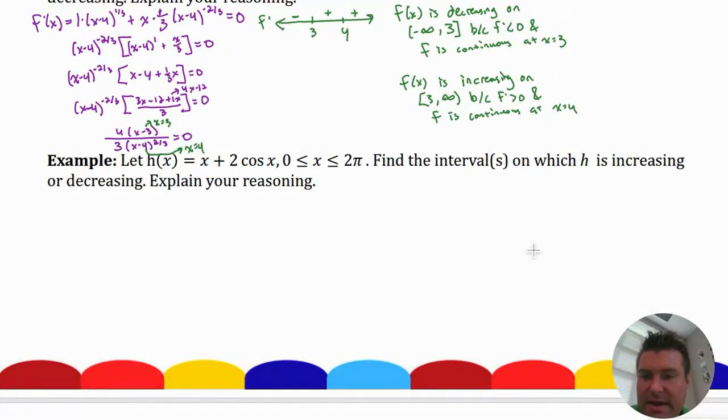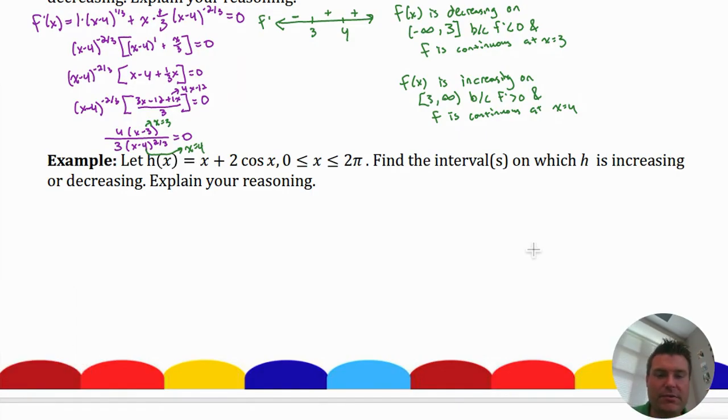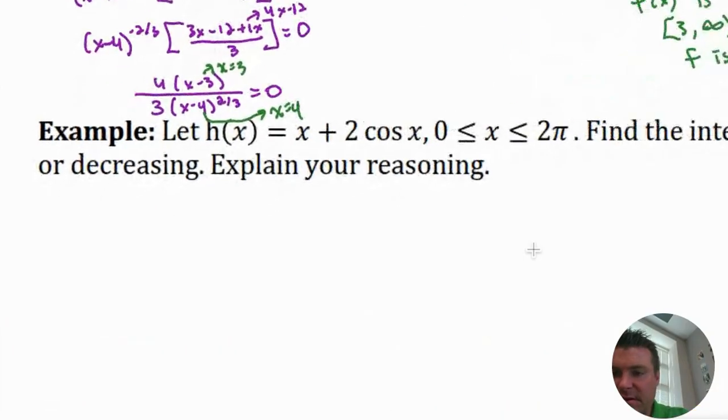Alright, so we're going to let h of x be x plus 2 cosine x, and we're going to do this between 0 and 2 pi, so we're bounded here. Find the intervals on which h is increasing or decreasing. Explain your reasoning. So here we go. First thing I'm going to do is find h prime. I'm going to zoom in here.